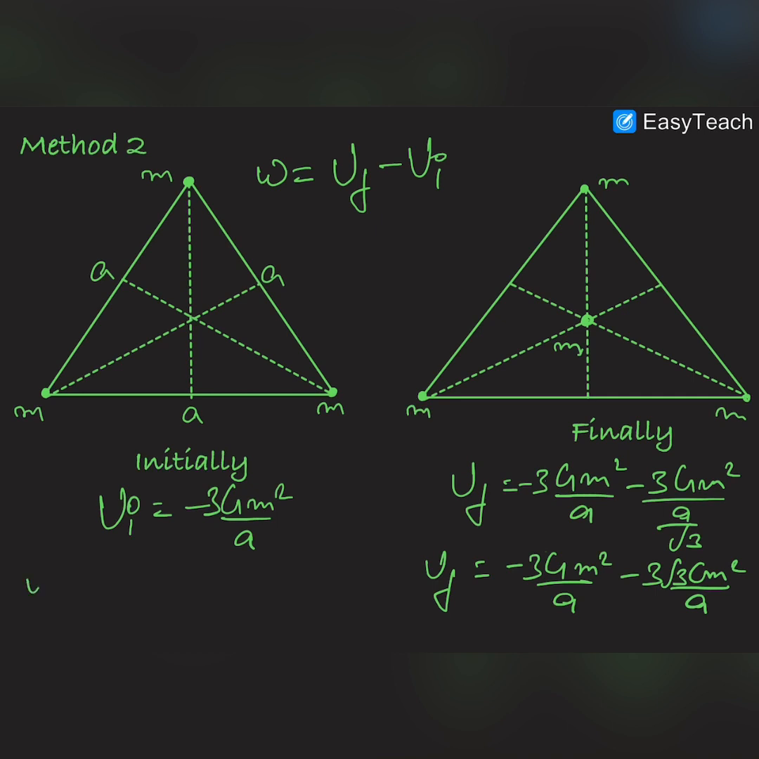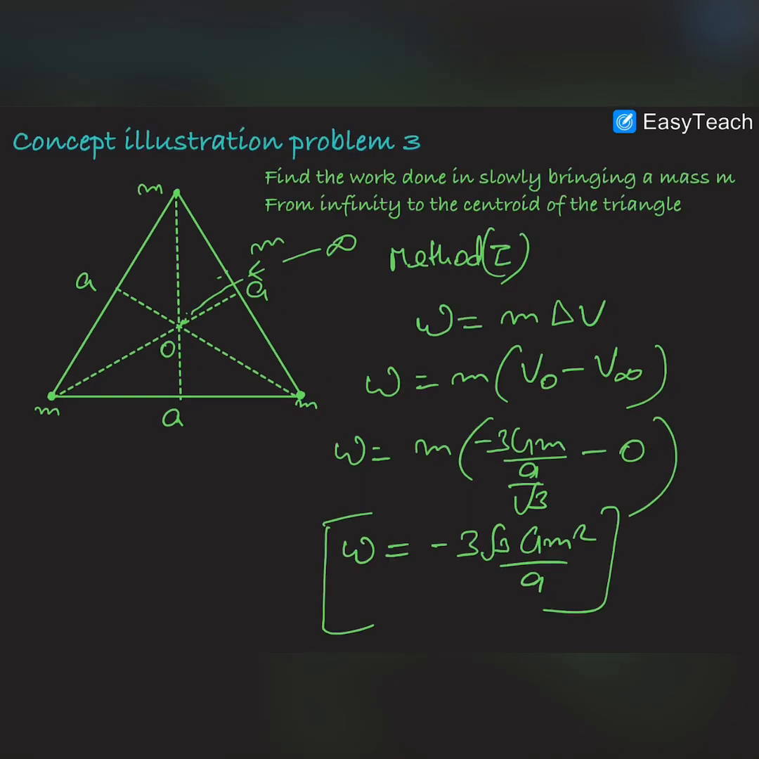So the work done by us would be the final potential energy minus the initial potential energy, and it would be 3 root 3 with a negative sign, GM square over a. So this is the work done, which we have already calculated by method 1. Now again you can see that method 1 is the shortest one, and therefore it is highly recommended to use this method to calculate such type of work done.